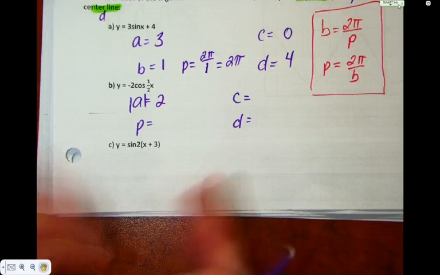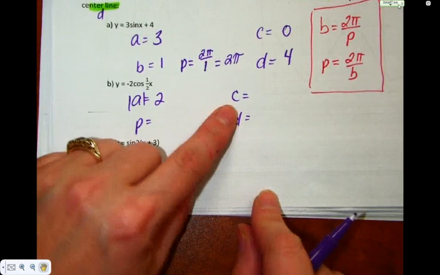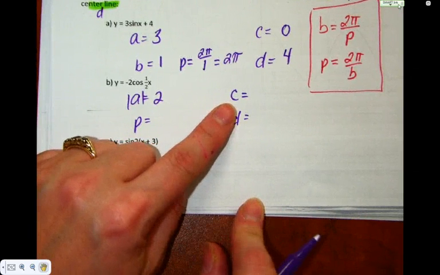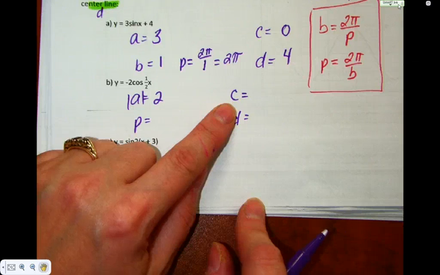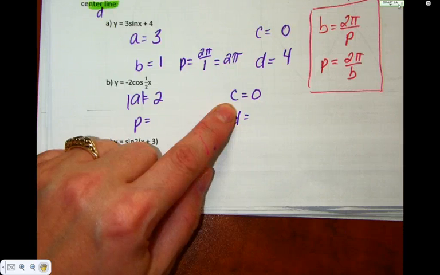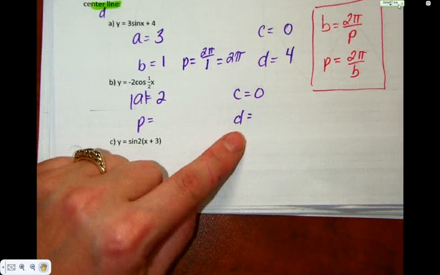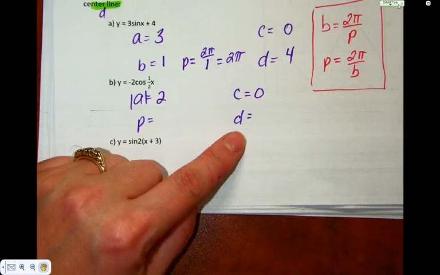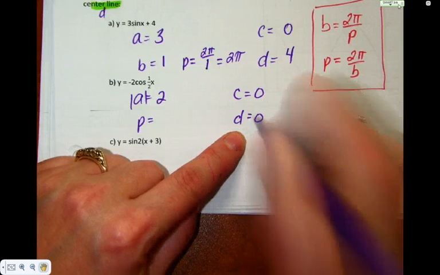I'm going to come back to P because it's the scariest one. I'm going to go to C. C is adding or subtracting inside the brackets. Do we even have brackets? So what's our C value? 0. D is adding or subtracting outside the brackets. Do we have anything adding or subtracting? So our D value is 0.